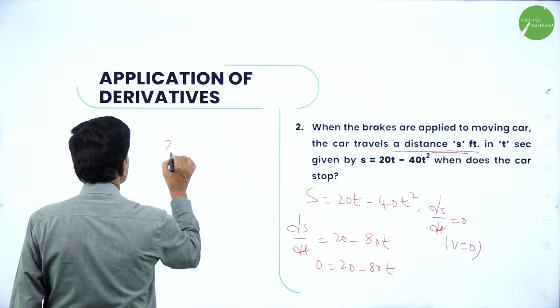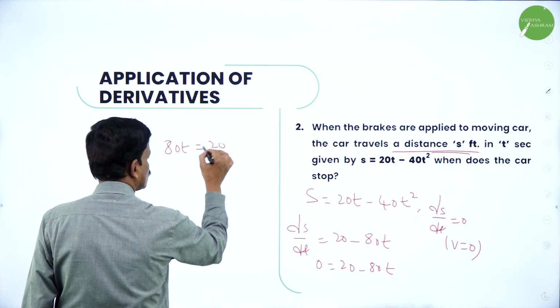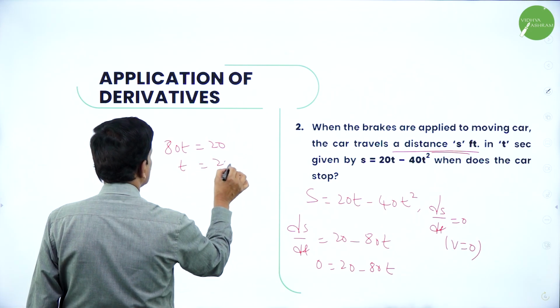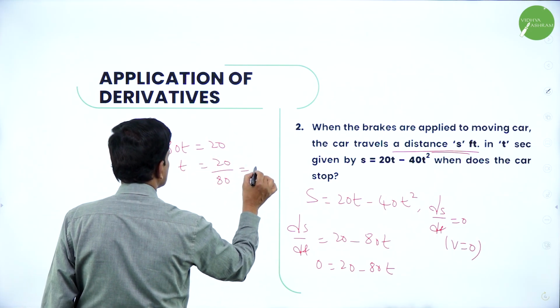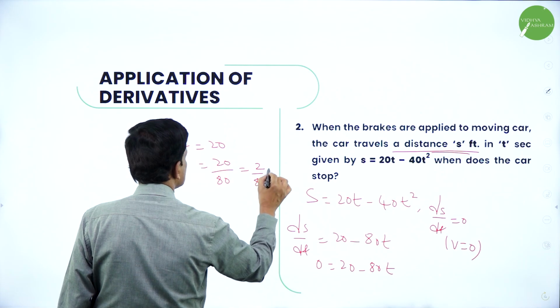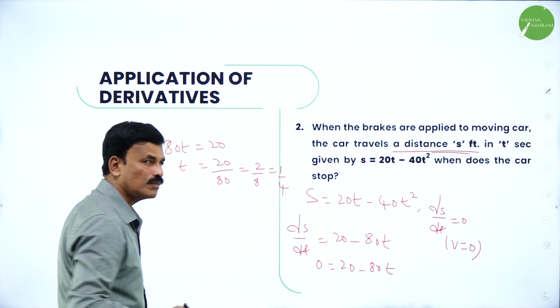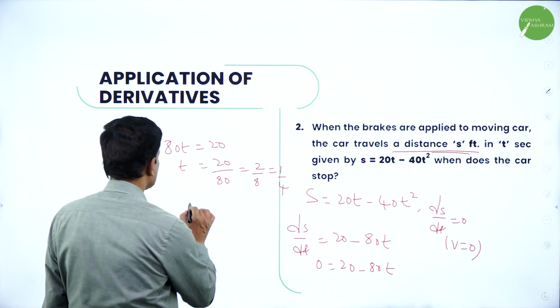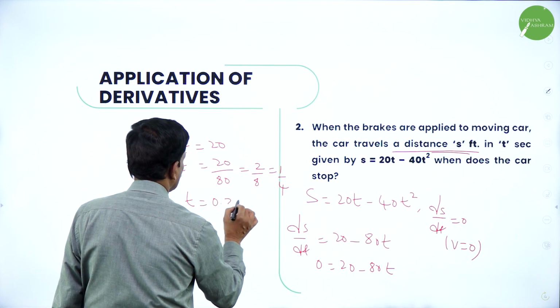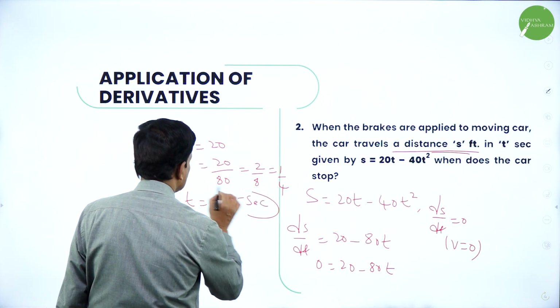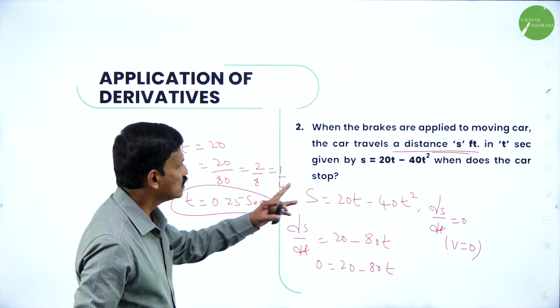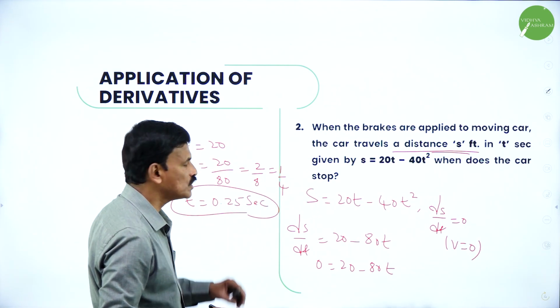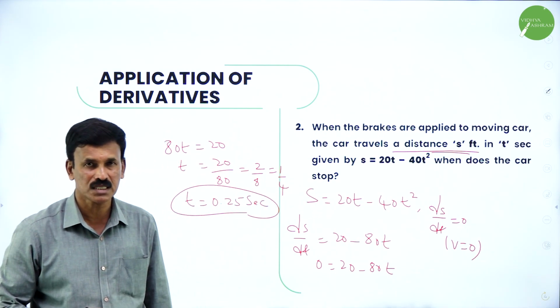So therefore 80t is equal to 20, t is equal to 20 by 80, that's equal to 2 by 8, which is 1 by 4. 1 by 4 means that time taken is equal to 0.25 seconds. So that means the car will stop at 0.25 seconds, right?